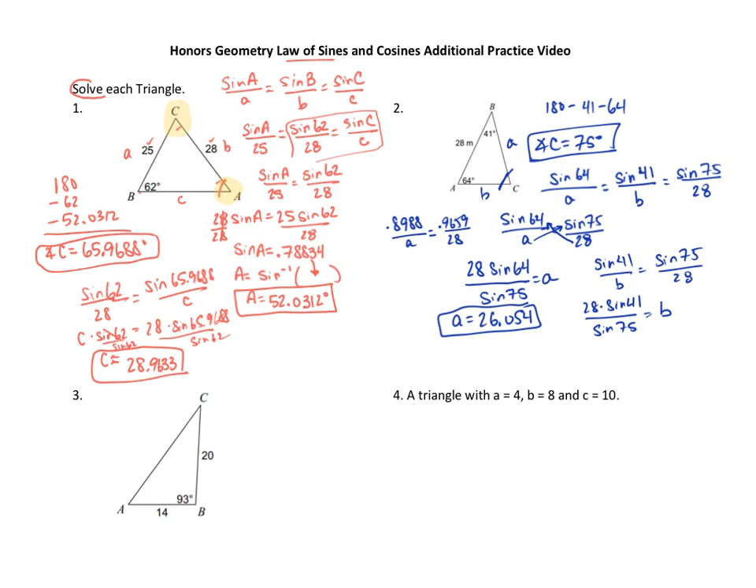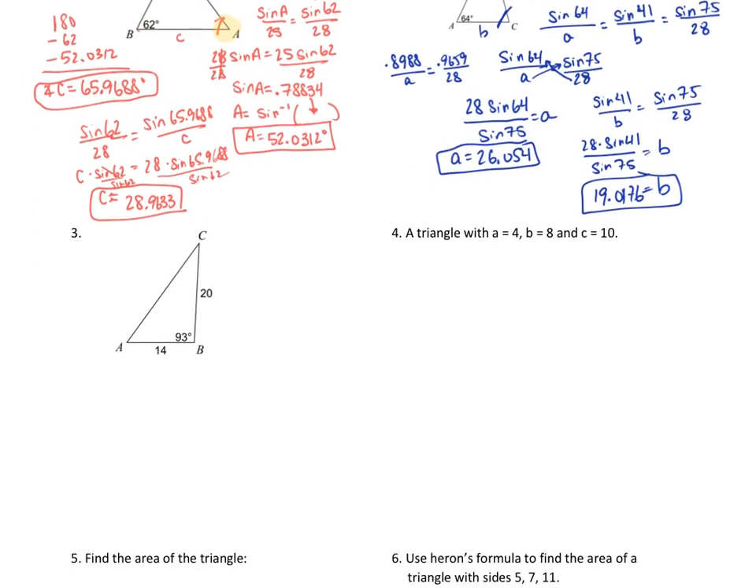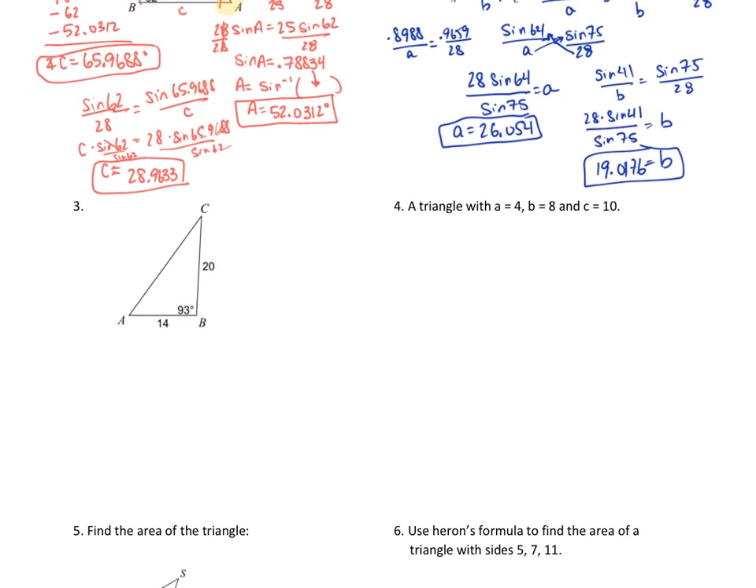So I like to just do it in one step like that. So finishing this problem off, we have b equals 28 times the sine of 41, and I'm doing it on my calculator right now. Divide that by the sine of 75, and I will end up with 19.0176 is what b is. All right, let's move on to number 3. I'm going to slide this up. And then we have the same situation here. We have to solve this triangle.